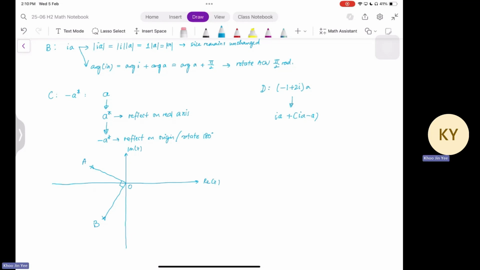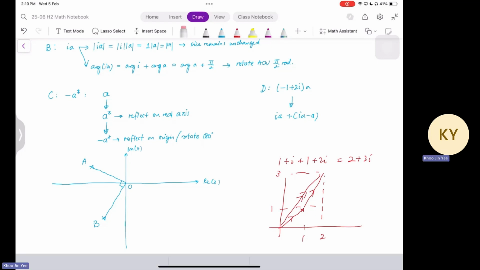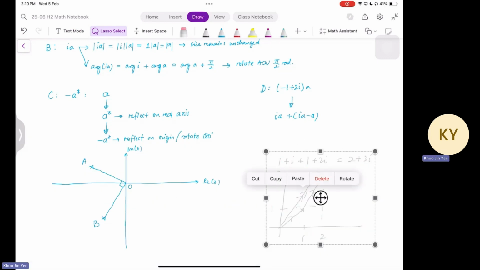Example: 1 plus i plus 1 plus 2i. This is 2 plus 3i, right? Correct? So let's take a look at the Argand diagram. Where is 1 plus i? Like that, 1 and 1, correct? Where is 1 plus 2i? 1 plus 2i is like that. This one is 2, then this one is plus 2i becomes 3. So in total, the vector addition, you see 2 plus 3i. Hopefully you are convinced by my lousy drawing over here.